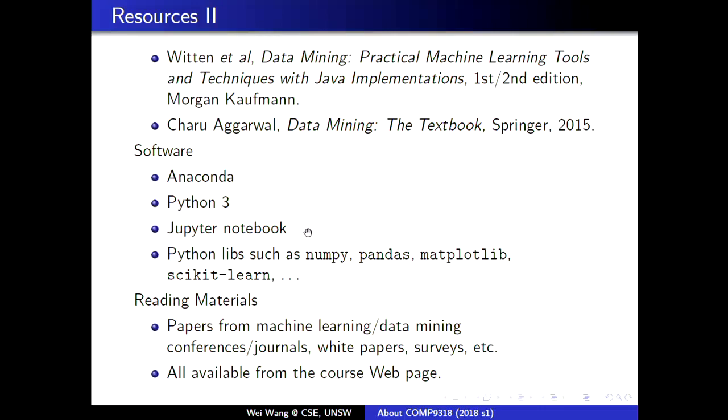So many of the materials will actually be taken from research papers or other textbooks, not only the reference books or textbooks, and I'll put them into the lecture slides. Okay, so if I mention anything, I'll put it on the web page.